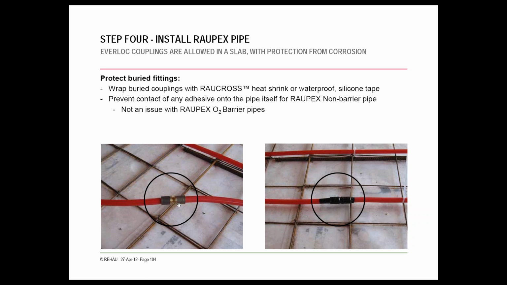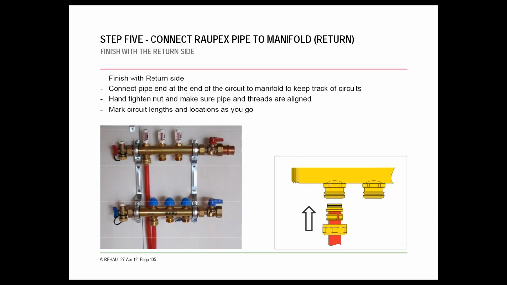You just apply the coupling and then wrap it in either electrical tape or another waterproof tape, and you can go ahead and pour over it if needed. If you have a break in the slab and have to cut up part of the slab, this is the coupling you'd want to use to repair it as well.